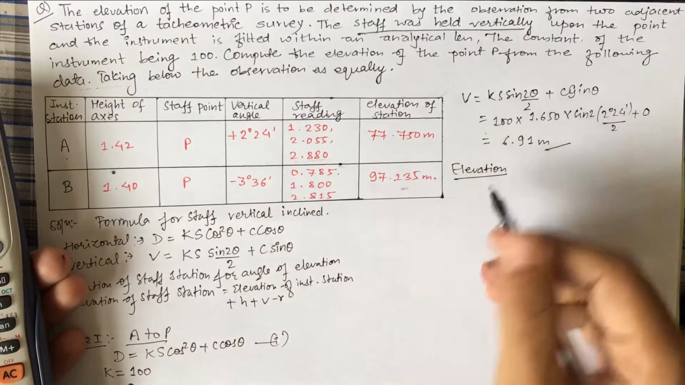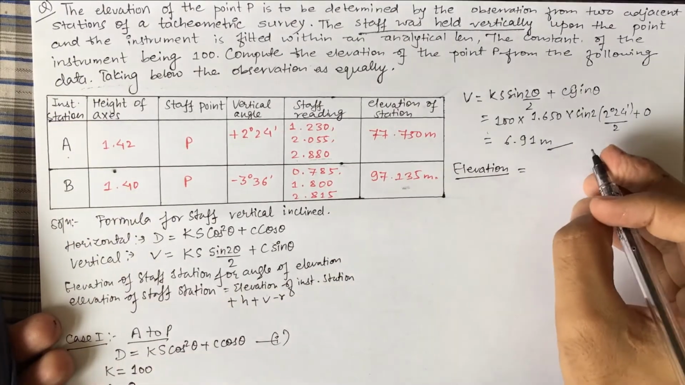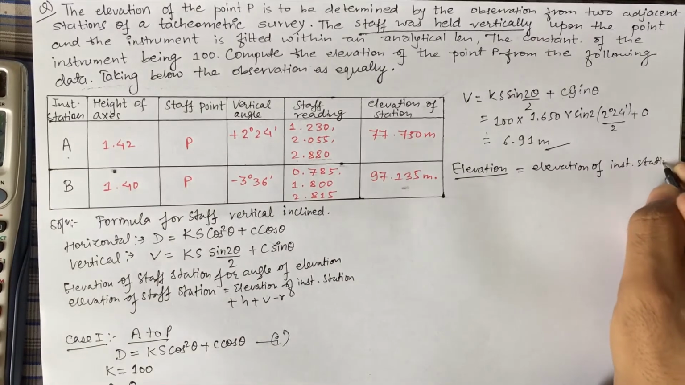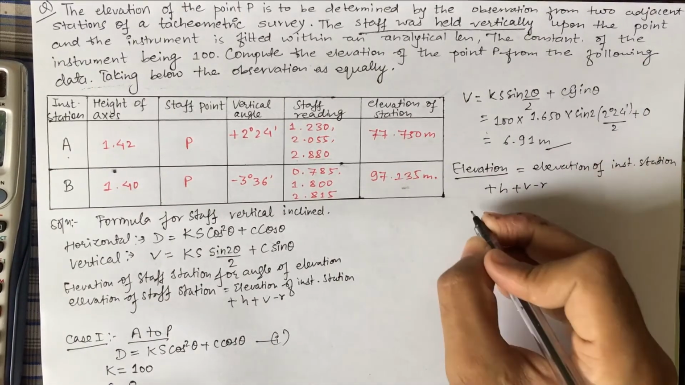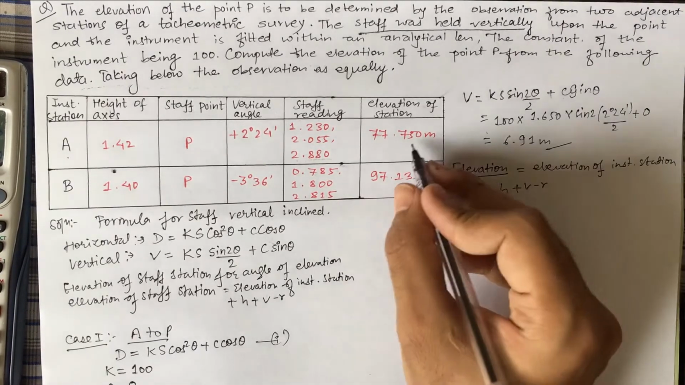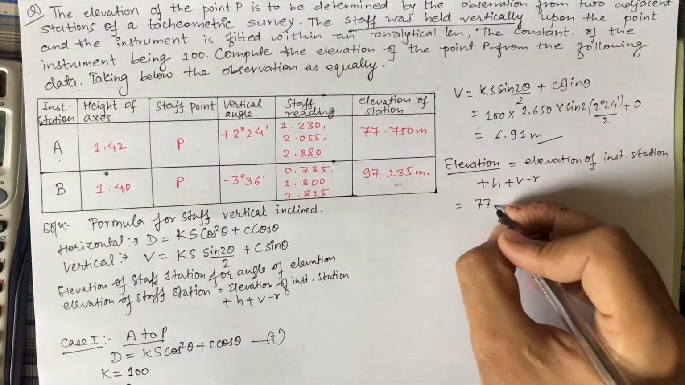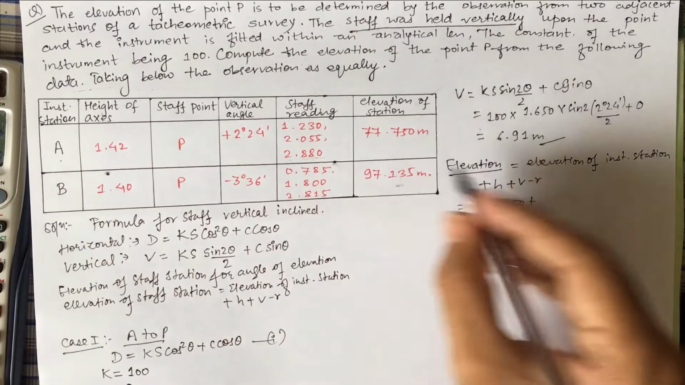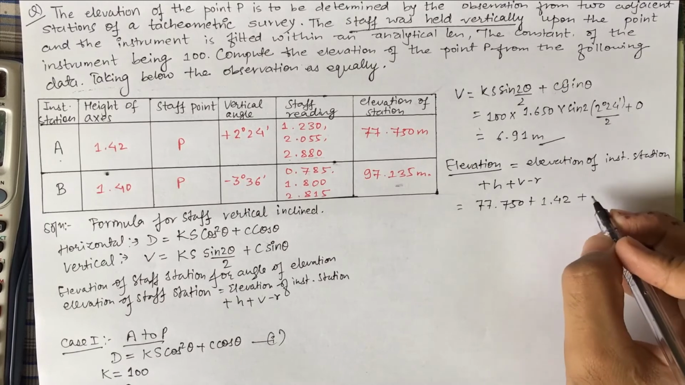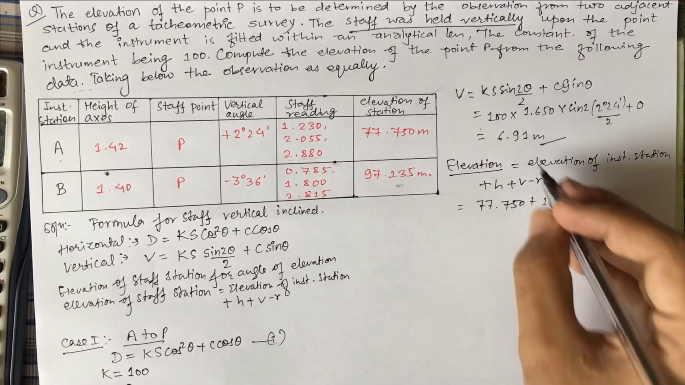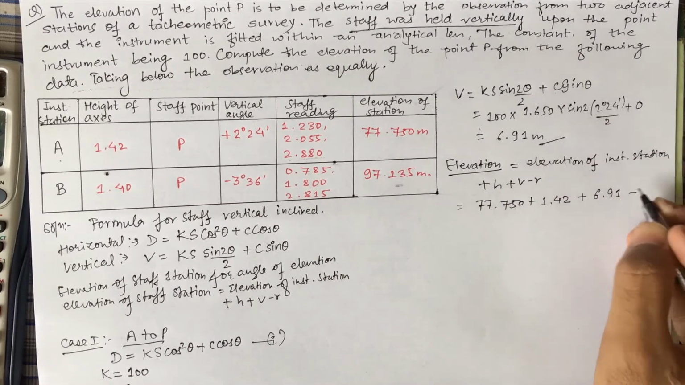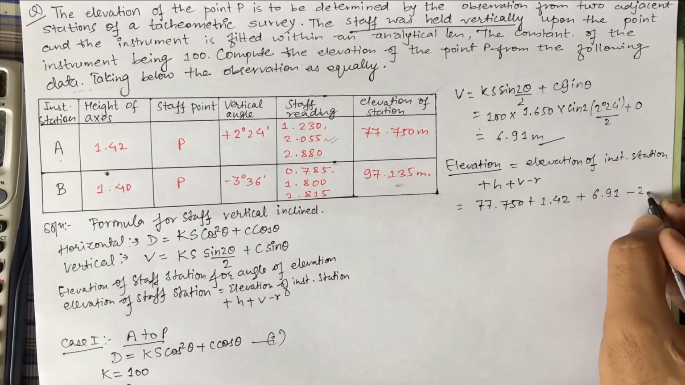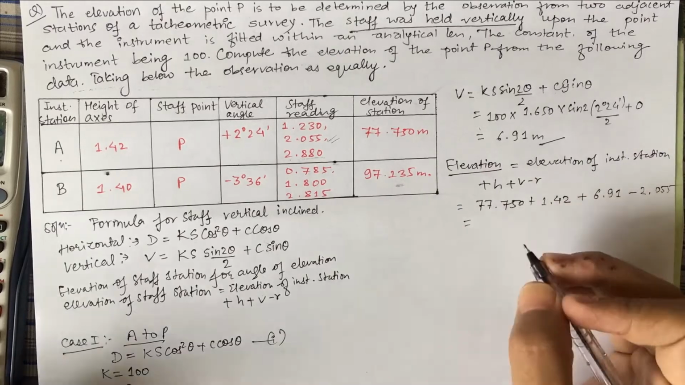we have to find the elevation for the point. So for elevation, we'll use this formula: elevation of instrument station plus h plus B minus r. So the elevation of the instrument station, that is elevation of station, we are given 77.750, plus height of axis, that is 1.42, it is also given, plus B, our B is 6.91, minus R, which is this middle one, 2.055. Let's see what will be our answer.